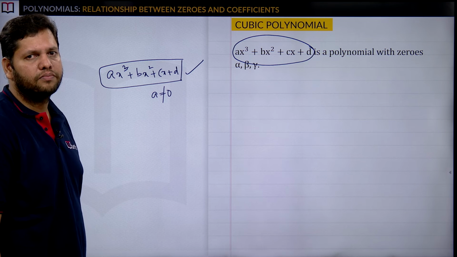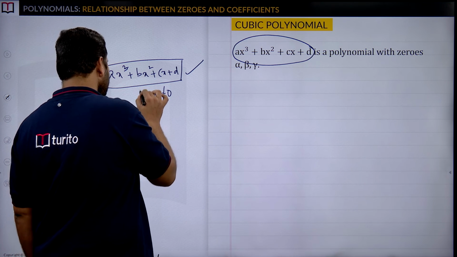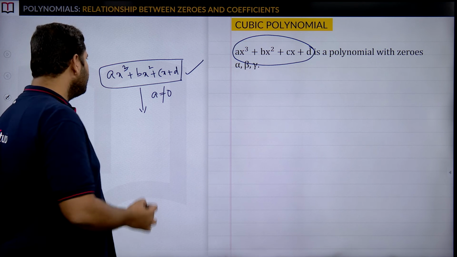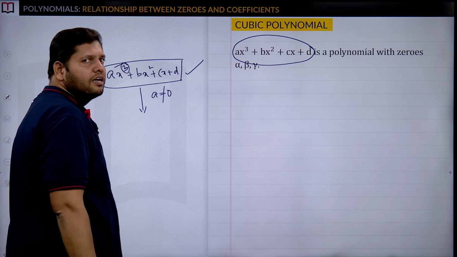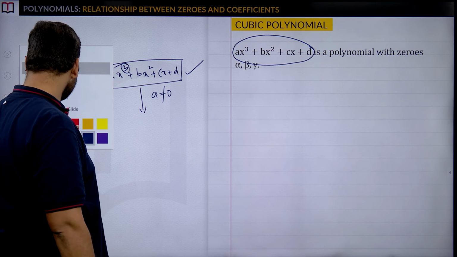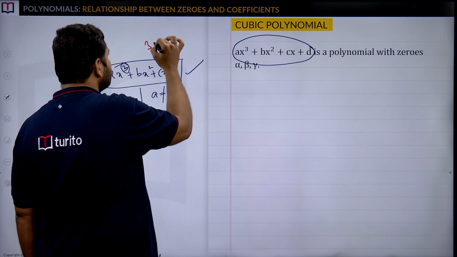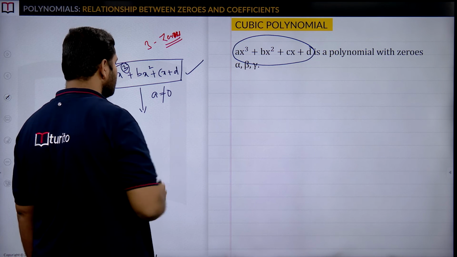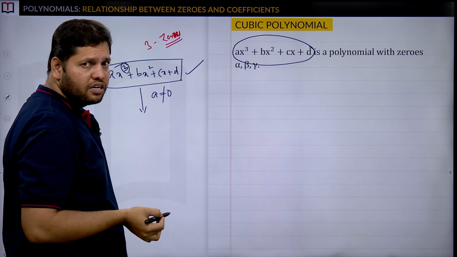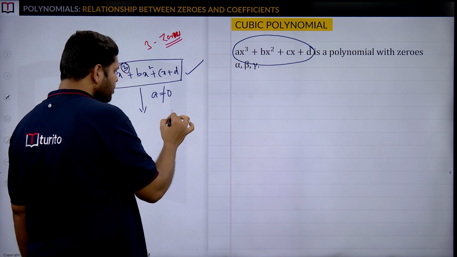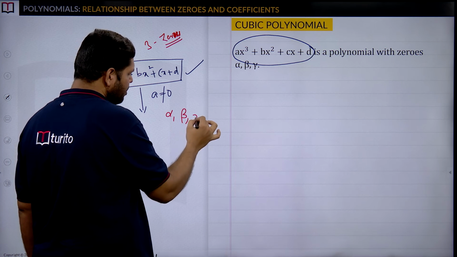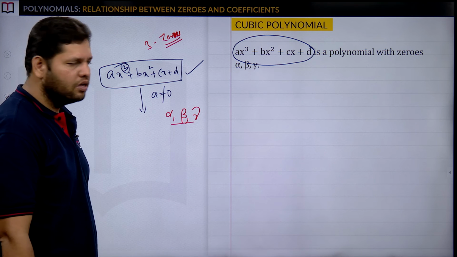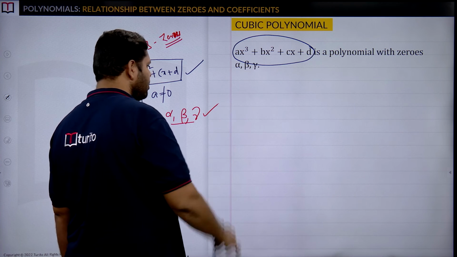Clear, children? Now, children, a quadratic polynomial has only 2 zeros. Then what about a cubic polynomial? It has 3 zeros. Why? Because here what is the highest degree, otherwise the highest exponent value? 3. So 3 means it has exactly 3 zeros. Are you getting my point, children? It has exactly 3 zeros. So these 3 zeros I am representing as one zero is alpha, another zero is beta, one more zero is gamma. That is alpha, beta, gamma.